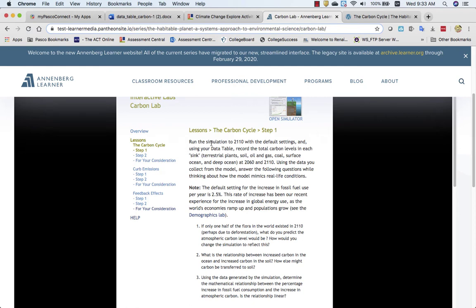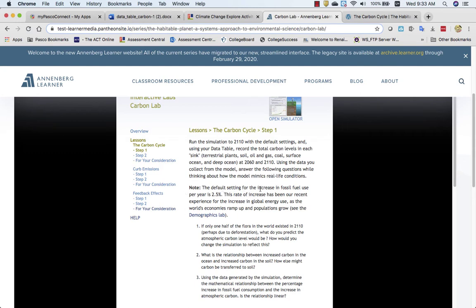So in this one, it says run the simulation to 2110 with the default settings, and using your data table, record the total carbon levels in each sink, okay? And it says at 2060 and 2110. So there's essentially 3 years that you have to collect data for, okay? Using the data you collect from the model, answer the following questions while thinking about how the model mimics real-life conditions, okay? Now here's something really important, guys.